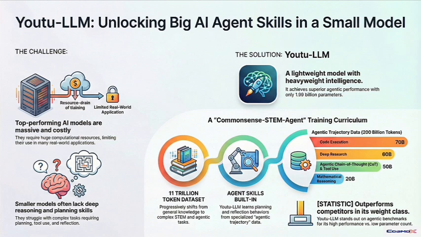But you hit on the core problem. Models this size usually completely lack the planning, the tool use, the reflection skills you need for real agentic behavior. So the architecture is one thing, but the real magic seems to be the instruction set they came up with. This structured thinking paradigm they call agentic CoT.